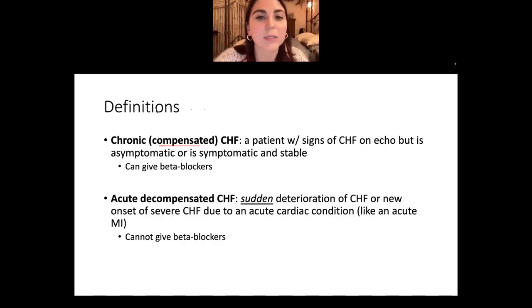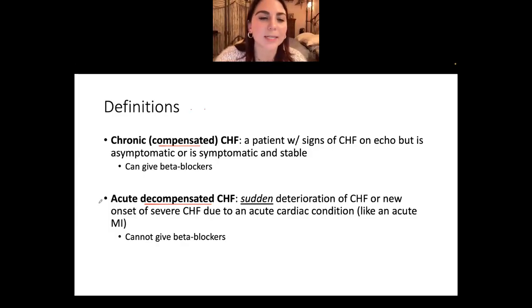Versus if someone has acute decompensated CHF, it's exactly how it sounds. It's like the heart's like, nope, we're done here. So this is sudden deterioration of CHF or onset of severe CHF. Usually it's an acute MI on top of someone that already has heart failure. It just makes it so bad. You can't give a patient like that a beta blocker. And we'll talk about that.